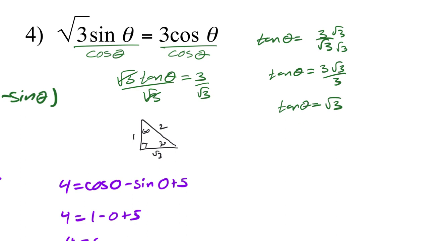And then now, because it's positive tangent, that means that the next one is going to be in the third quadrant. So 180 plus 60 is 240 degrees. And this one we can always square.